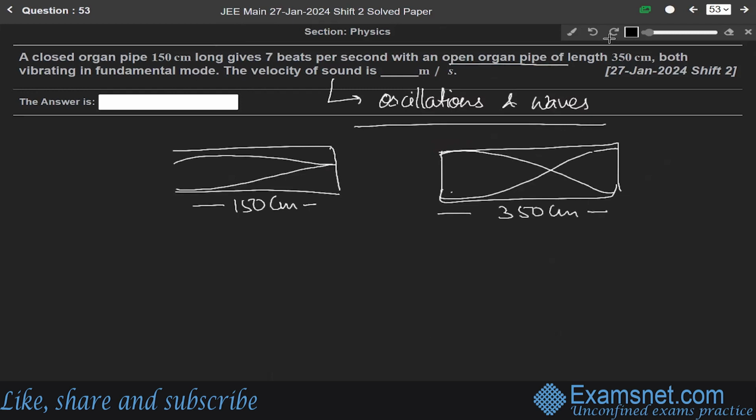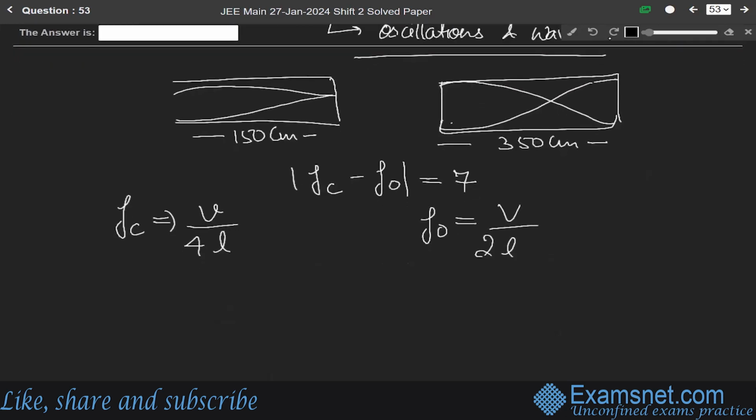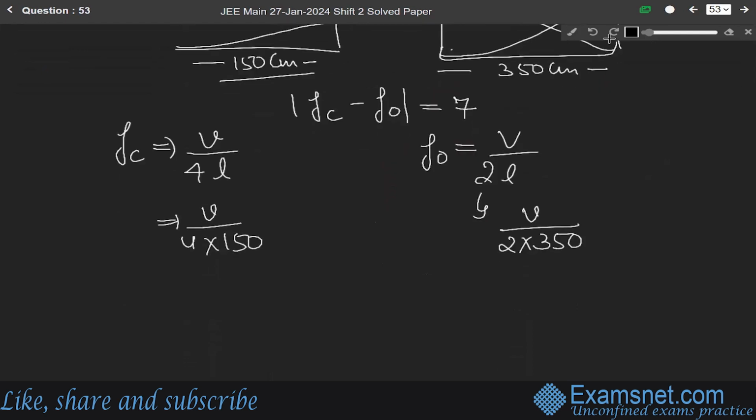And it gives 7 beats per second, means the difference between them is 7. Suppose for closed and for open, the difference between them is 7. So the fundamental frequency for closed is given as V over 4L, and for open it is given as V over 2L. Now equating this, we get V over 4 into L, L is 150 for closed, and V over 2 into L, L is 350. We have to find the velocity of sound. So this will be V over 600, and this is V over 700.